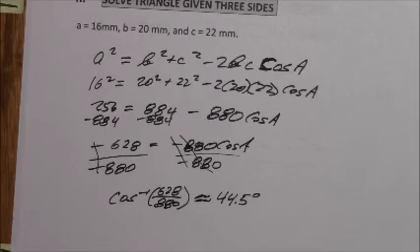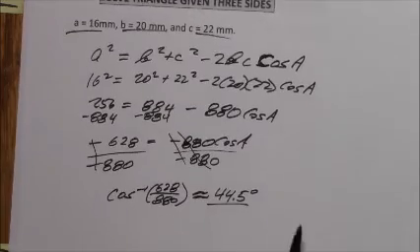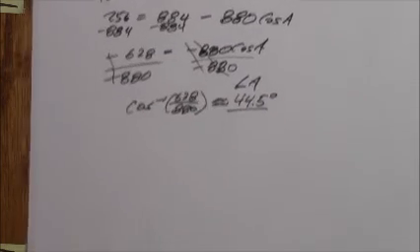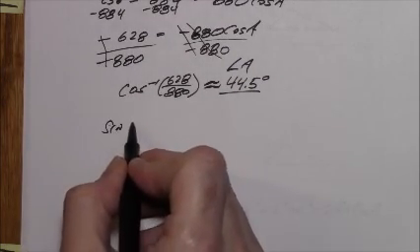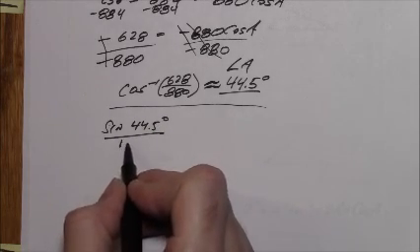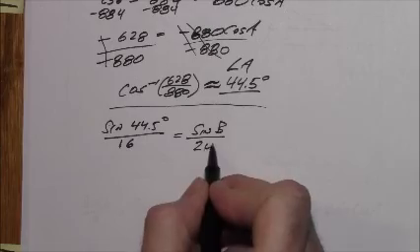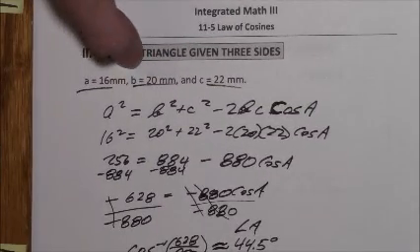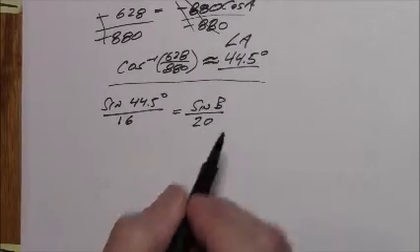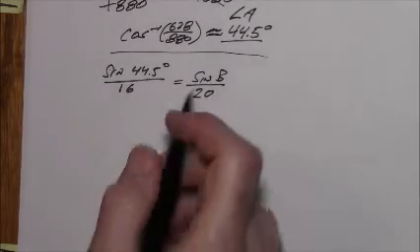Okay, so since we know side, side, and side, and we know one angle, we need to find another angle. So this one was angle A. Let's do sine of A, which is 44.5 degrees, over length A is equal to sine B over length B, which is 20 from up here. Now we could have used C instead if we felt like it. We could have used sine C over 22 and we would get the correct answer for angle C, and then we'd find angle B. But I'll use this one.